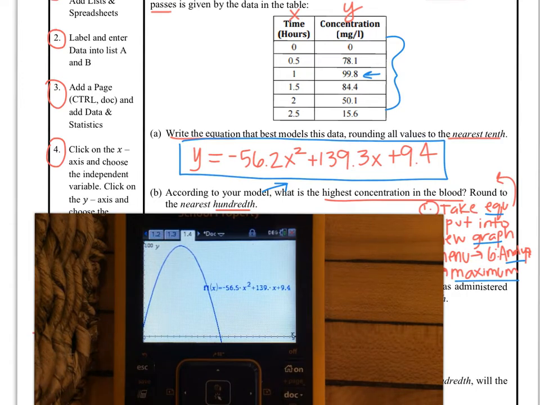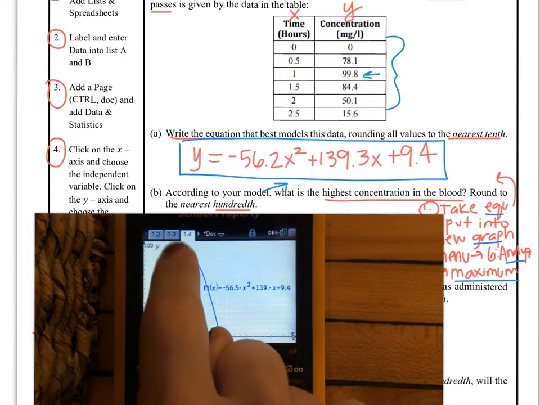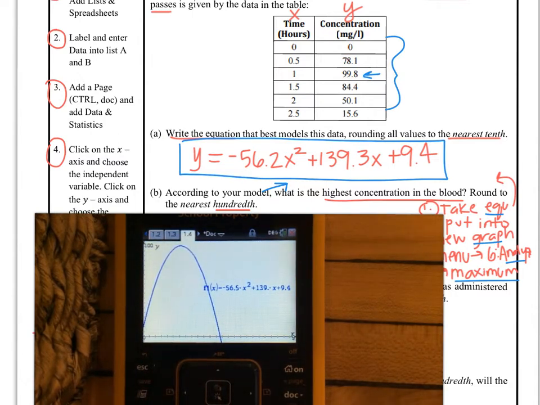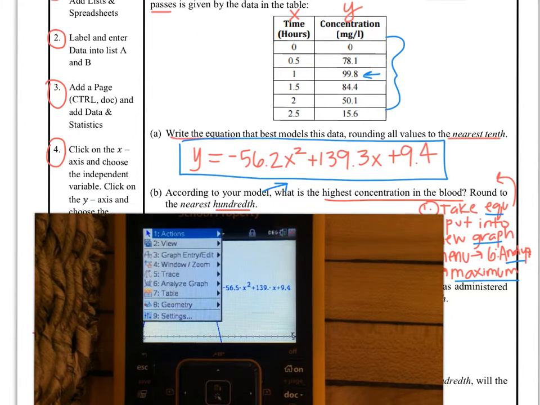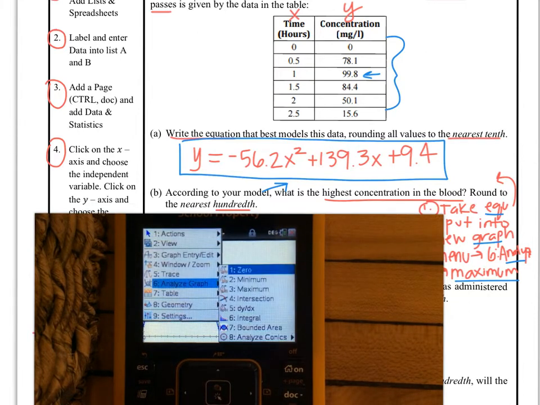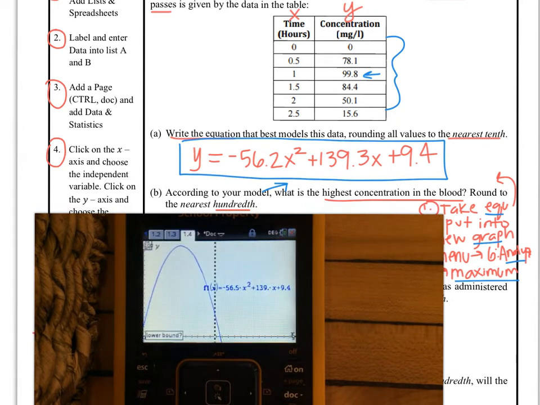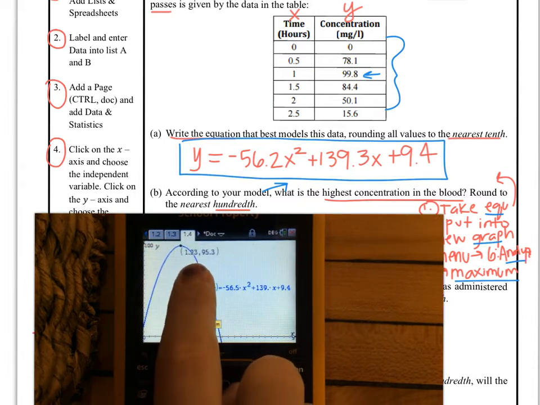Okay, so now we want the highest concentration, so we want the maximum point up there. So we want to go ahead, and these are review steps from last skill. We're going to hit 1, then we're going to hit analyze graph, number 6, and then we're going to have to find the maximum, so number 3. Okay, so now remember, drag your dotted line to the left of the maximum point for your lower bound, drag it to the right, and hit enter again, and there's your point, 1.23, comma 95.3.